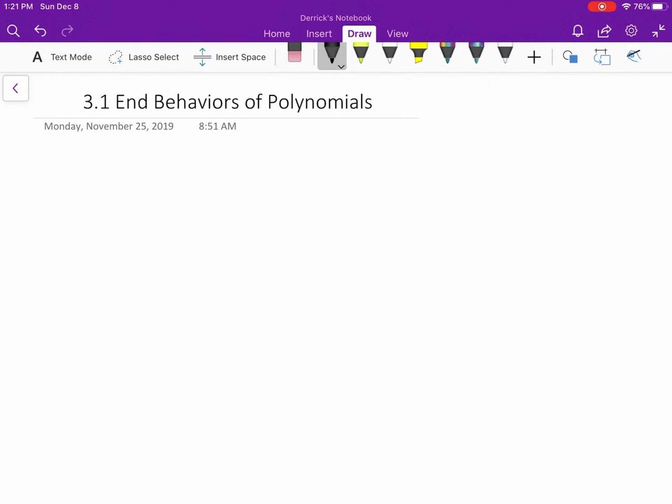Alright, so first thing to note here, this is going to be stuff over 3.1 out of our book, which is talking about end behaviors of polynomials. It is going to flow into the next video, which will be talking about finding zeros of polynomials. The idea is we're putting all of this stuff together along with multiplicity.